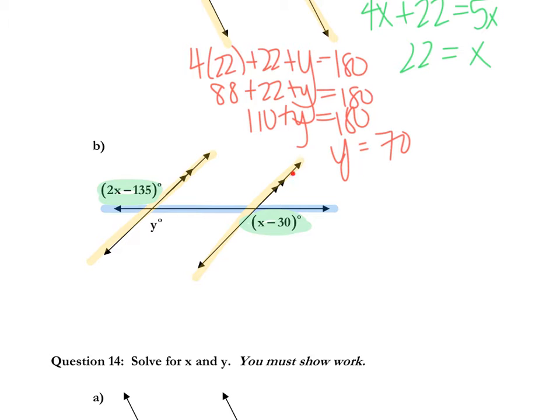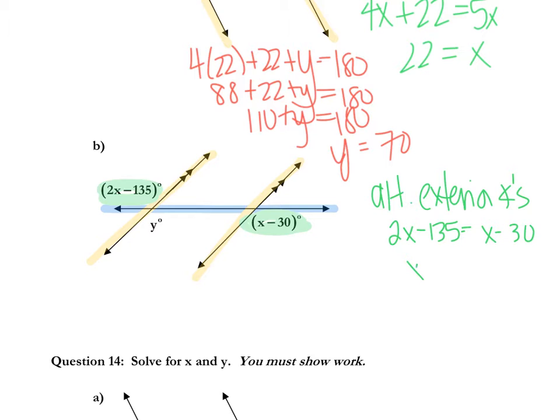Well, here are the 2 lines. This is on the outside, so they're going to be exterior, and they're on opposite sides of the transversal, so this is going to be congruent. So let's write down what type of angles. Alternate exterior angles, and alternate exterior angles are congruent. So 2x minus 135 equals x minus 30. So we get x to equal 105.